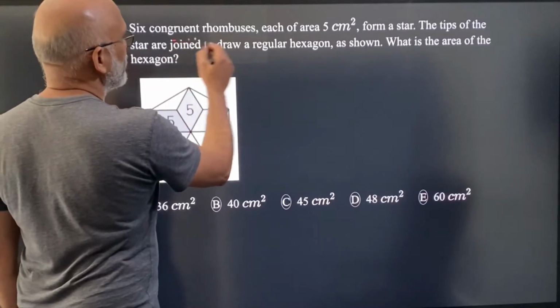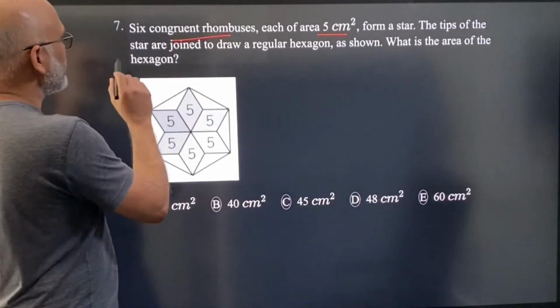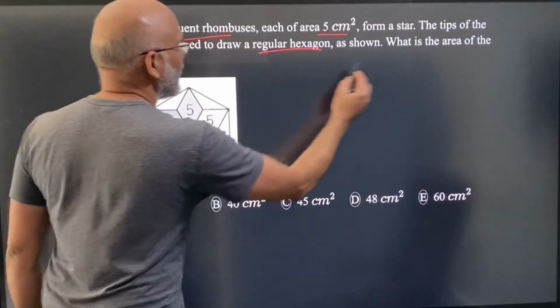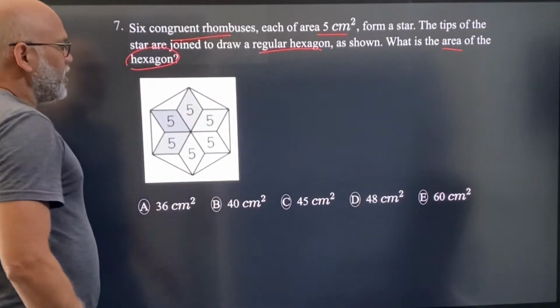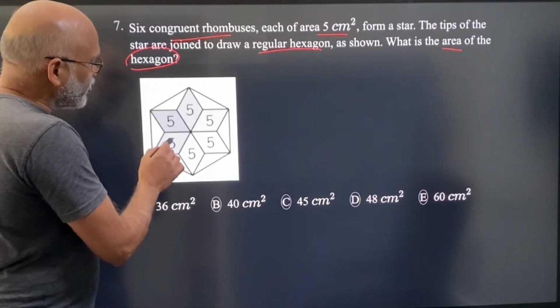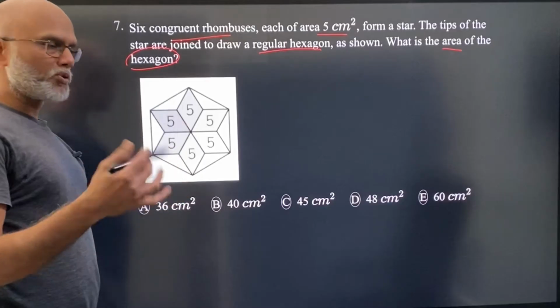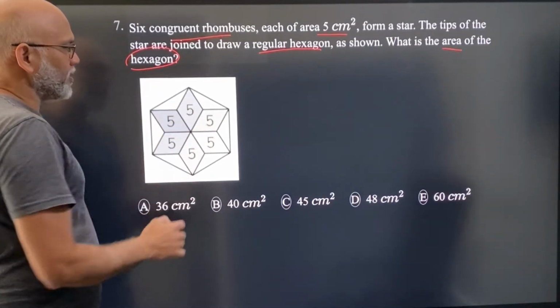Six congruent rhombuses, each of area 5 centimeters squared, form a star like so. The tips of the star are joined to draw a regular hexagon as shown. What is the area of the hexagon? For this hexagon, we already know the rhombuses. There are 1, 2, 3, 4, 5, 6 rhombuses, and we know the area. So what remains is to know the area of these white triangles, right?